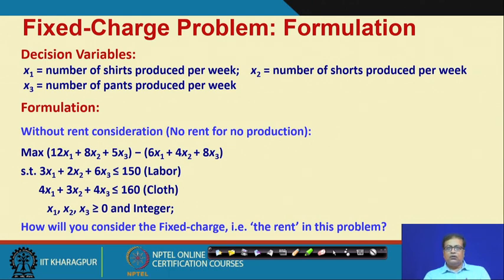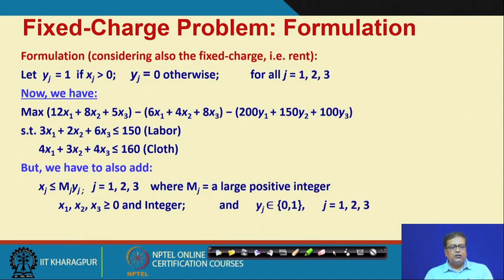The question is, how do we consider the fixed charge? What we really do is take a large positive number mj and put in a constraint, that is, xj should be less than or equal to mj yj. What does it mean? Here yj is a 0-1 variable, a binary variable.